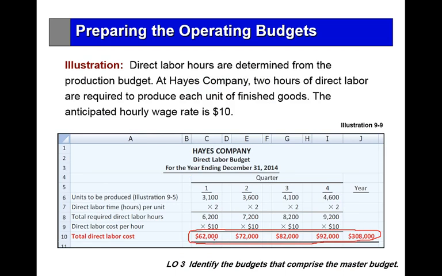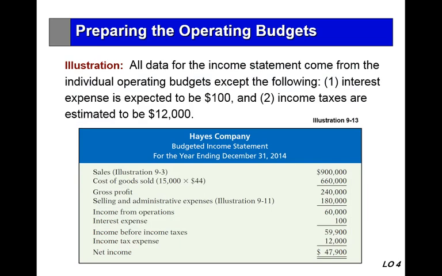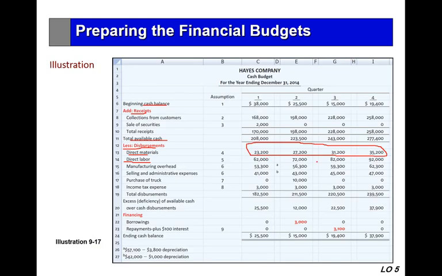Then these amounts are expected to be paid in the same quarter incurred. Then in quarter 1, we expect to incur 62,000 and pay 62,000. In the second quarter, 72,000 incurred and paid, etc. Then we have here 62, 72, 82, etc. Manufacturing overhead and selling and administrative are the same way, but we must here exclude depreciation from both items, from both manufacturing overhead and selling and administrative.